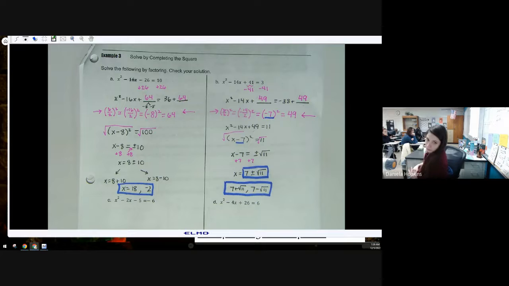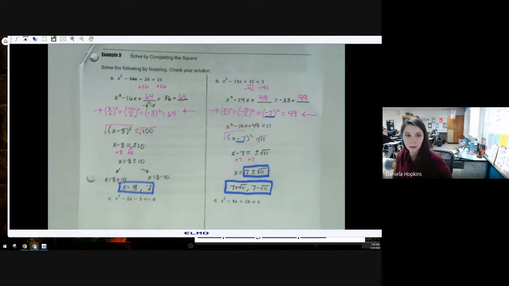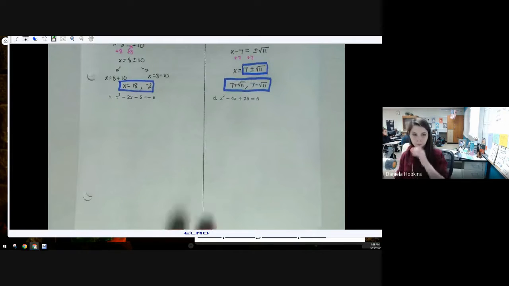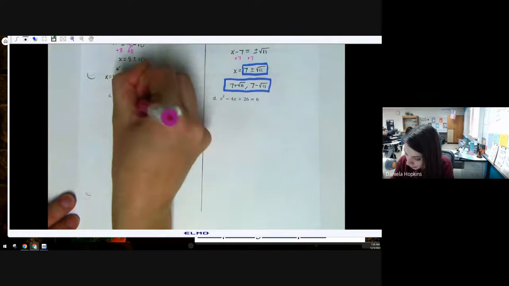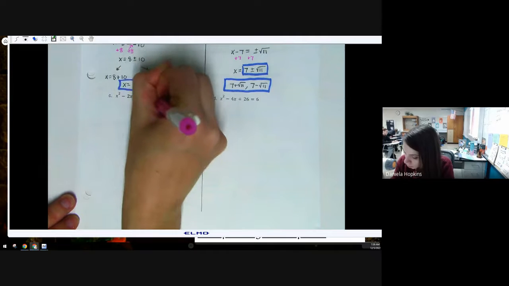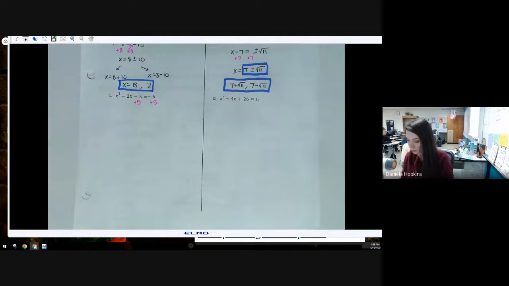There's no, where did this number come from? All right, so see if you guys can walk me through part C. What is my first step for part C? What do I need to do first? What was that? Add 5. Okay, so I'm going to add 5 because I just want x's over on the left, basically.